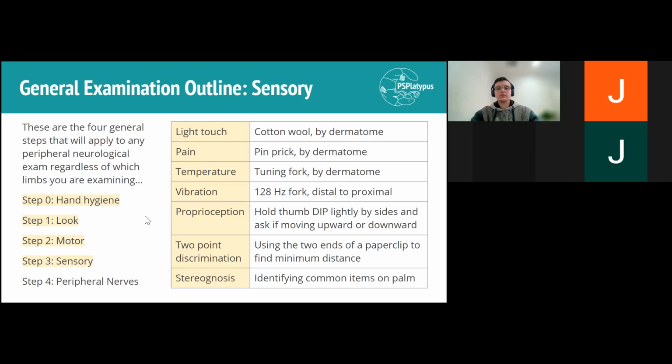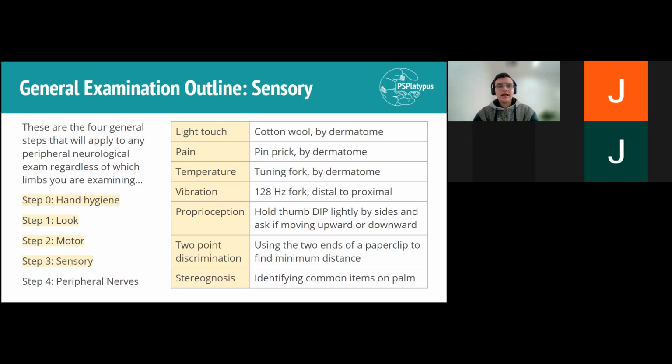Proprioception is where you hold the DIP of a thumb or index finger. Again, lightly hold it by the sides, because you don't want to be using the tactile parts of the fingers. You just want to be thinking about the sides where they don't have much sensation. Hold it lightly and get them to close their eyes, and move it up or move it down, and keep asking them, is it up, is it down? If they can tell, then they have some sort of idea of the positioning of their limbs in space, which is proprioception.